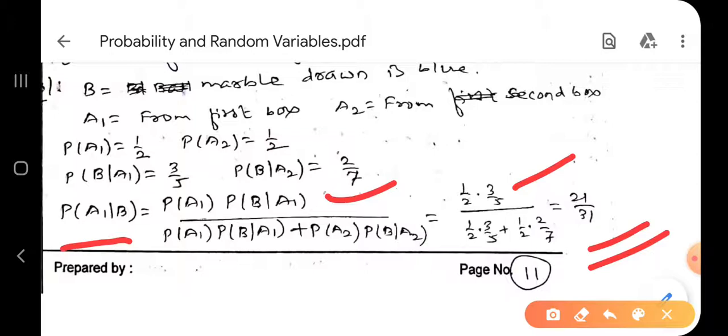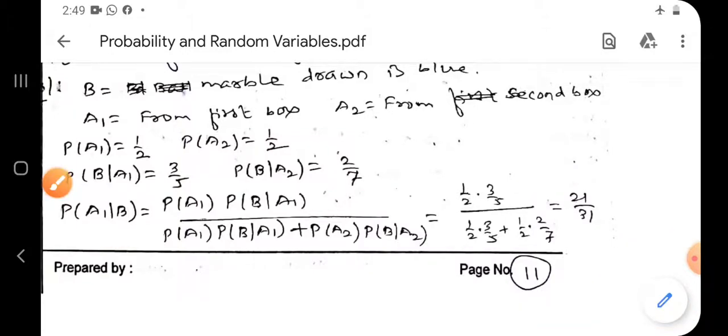Understood? Solve some more problems on this. Right? They are given in your practice questions. Hope you have understood.